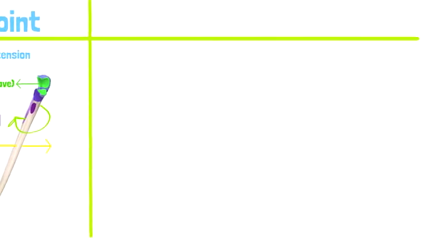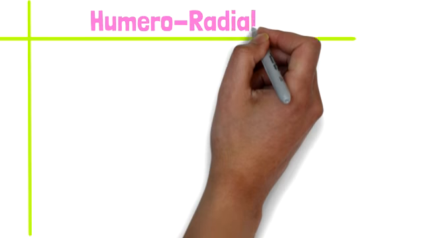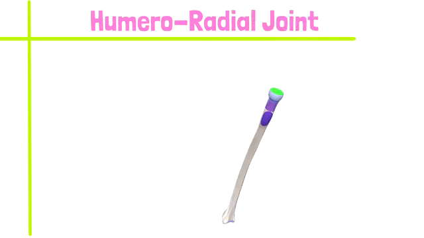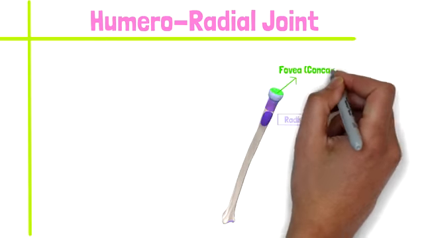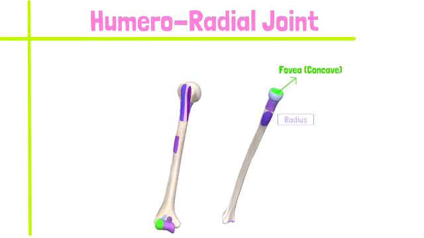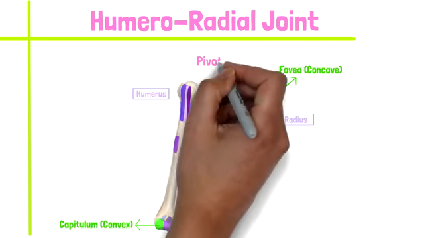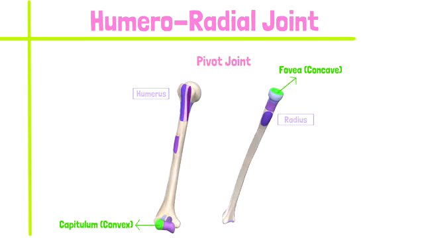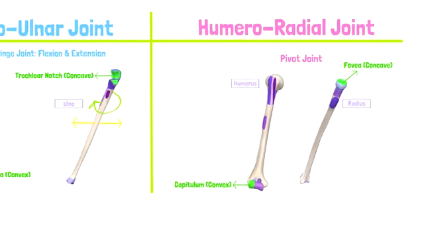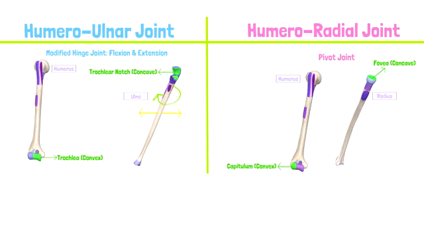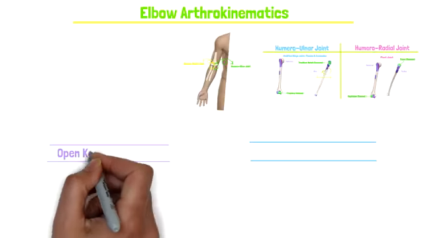Now, let's examine the humeral-radial joint. The humeral-radial joint is an articulation between the cup-like fovea of the radial head and the rounded capitulum of the humerus. The humeral-radial joint is typically classified as a pivot joint, with the radial head pivoting around the humeral capitulum. We can observe the movement of these two joints from two distinct perspectives.